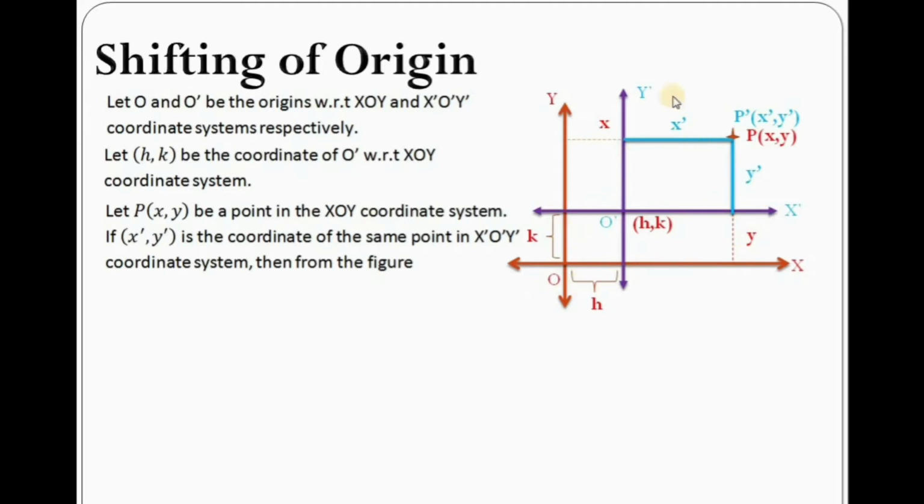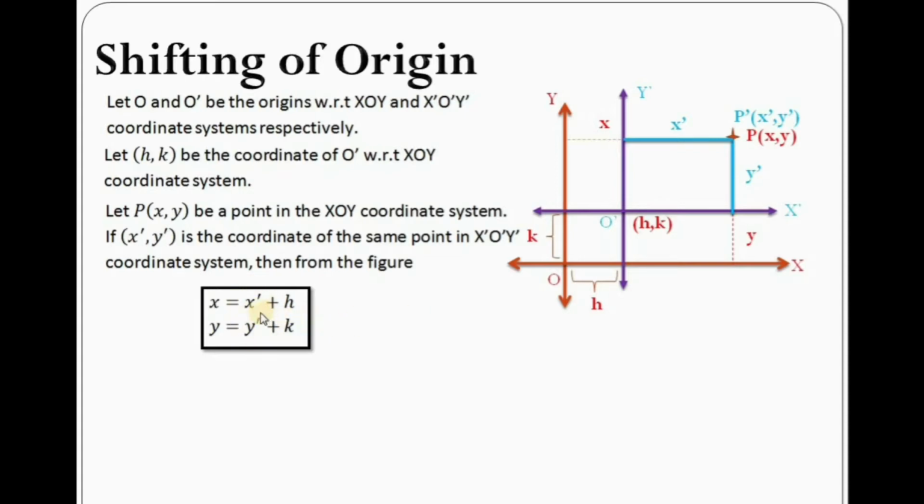So that's why from this particular shifting of origin diagram we arrive at two very important formulas, that is x equals x dash plus h and y equals y dash plus k. And one more thing that you need to remember is that in most books they won't use x dash and y dash. Instead of these two they will use capital X and capital Y.